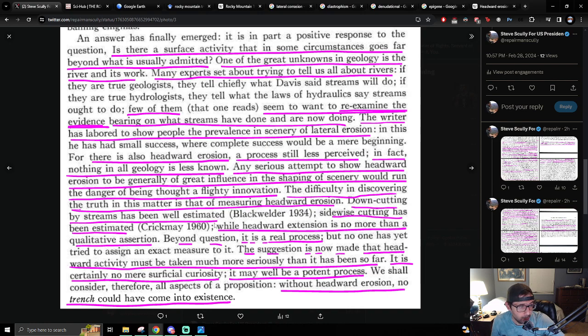Downcutting by streams has been well estimated. Sidewise cutting has been estimated, while headward extension is no more than a qualitative assertion. Beyond question, it is a real process. The suggestion is now made that headward activity must be taken much more seriously than it has been so far. It is certainly no mere superficial curiosity. It may well be a potent process. Without headward erosion, no trench could have come into existence.